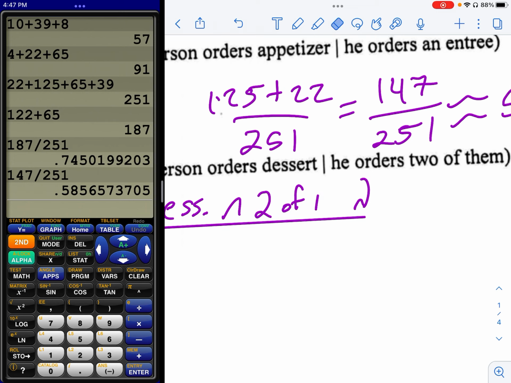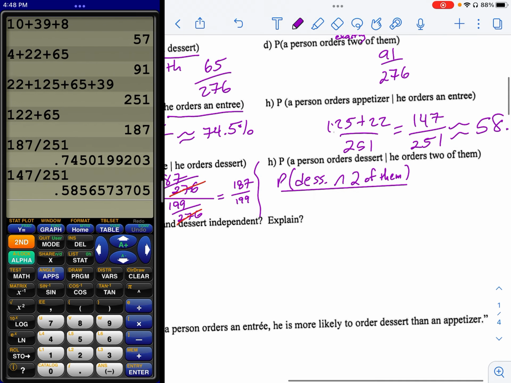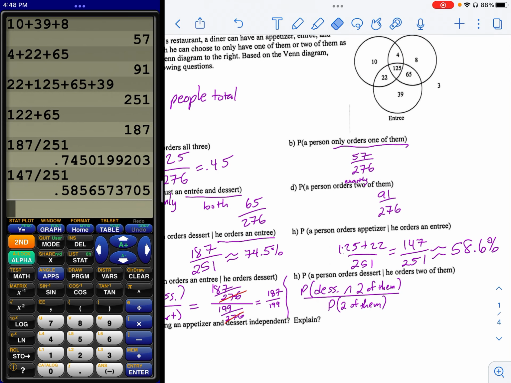Ordering two of them. And the denominator is the probability of the condition, which is ordering two of them. Okay. Let me start over on my chart up here. So what is the probability that someone ordered a dessert and two of them?